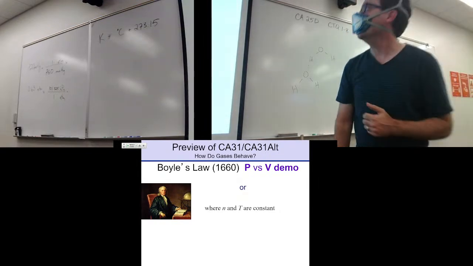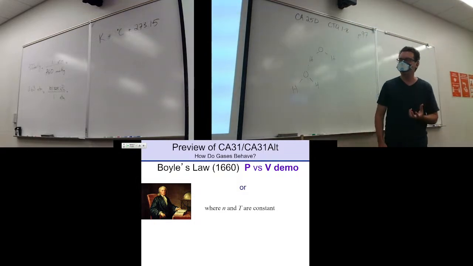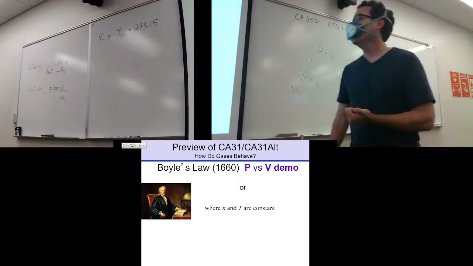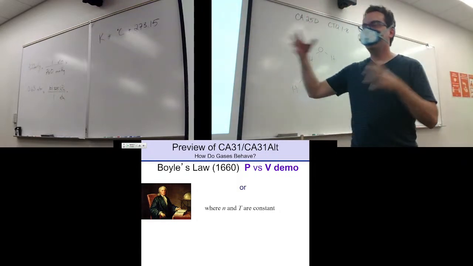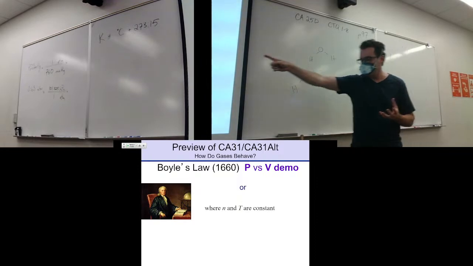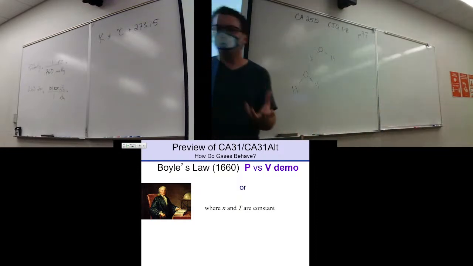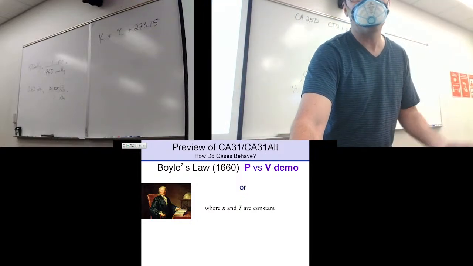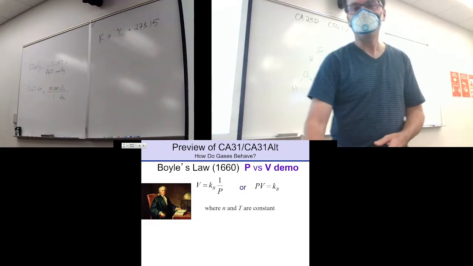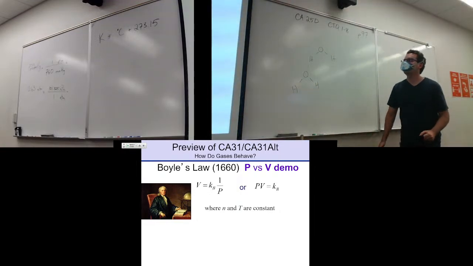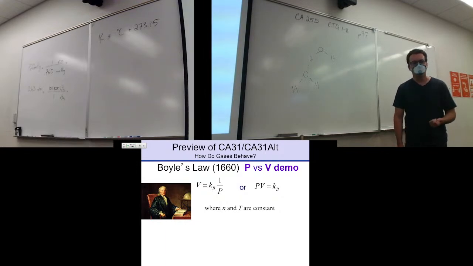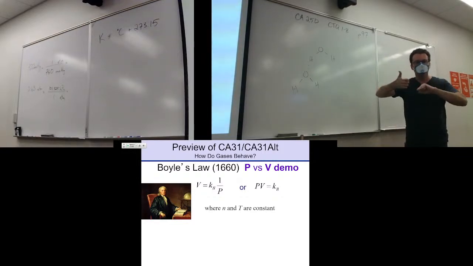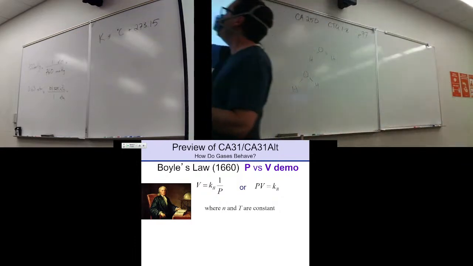But Boyle, in 1660, discovered the relationship between pressure and volume of a gas, okay? So he kept the amount of gas, the number of moles, usually, the same, and the temperature was the same. He just varied pressure and watched volume, or varied volume, watched pressure. And he found that the volume and the pressure were inversely proportional. That means that when the pressure went up, the volume went down, and vice versa. Okay, both of these mean inversely proportional.